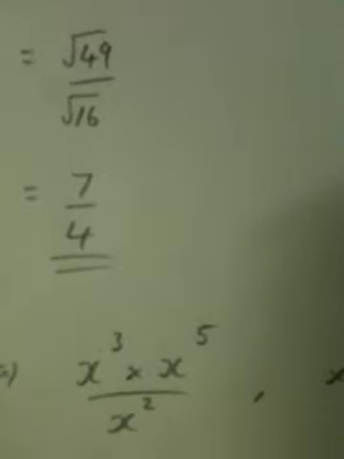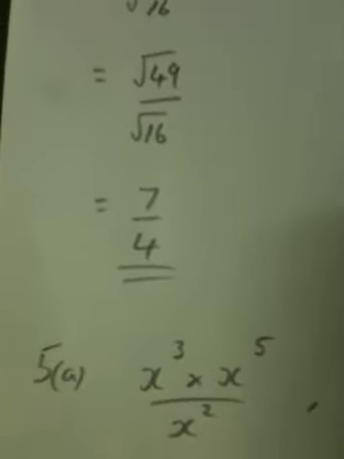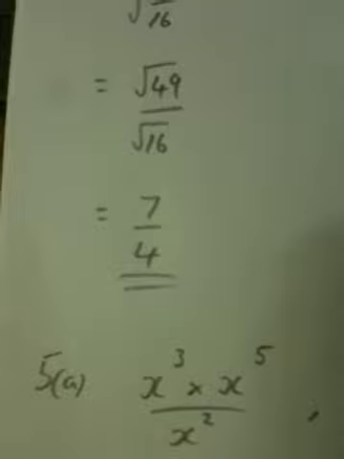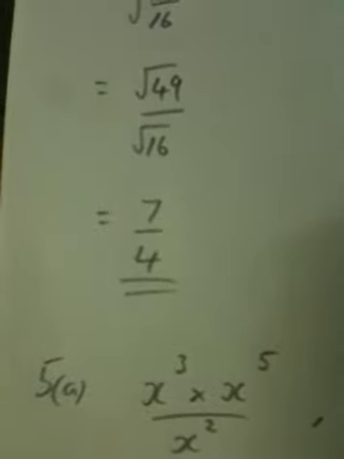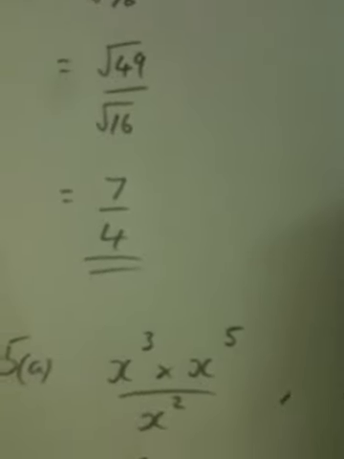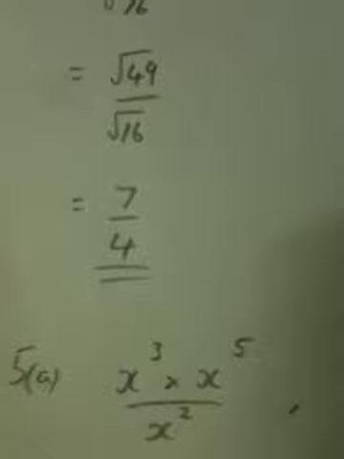Next question, 5a. Got to simplify x cubed times x to the power 5 over x squared. x cannot be equal to 0, can't divide by 0, as I keep on saying. Right, thinking of that in longhand, x cubed is x times x times x. And x to the 5 is x times x times x times x times x. Over x squared is x times x.